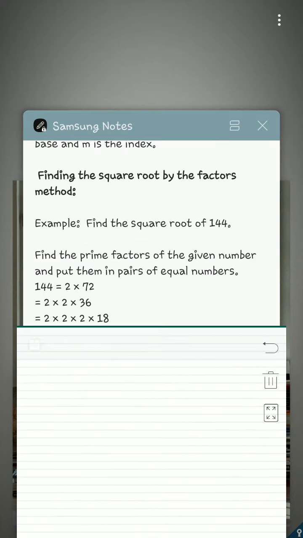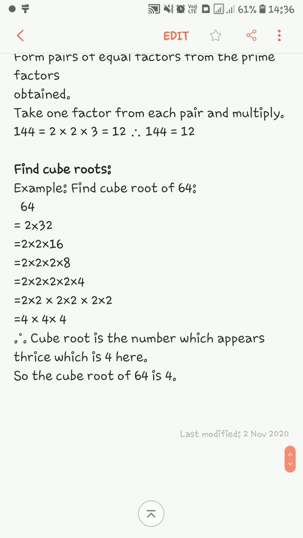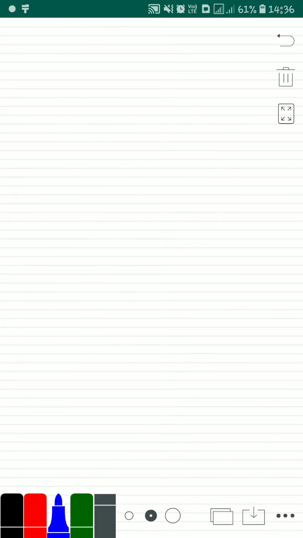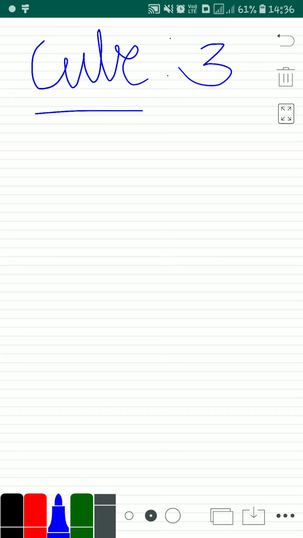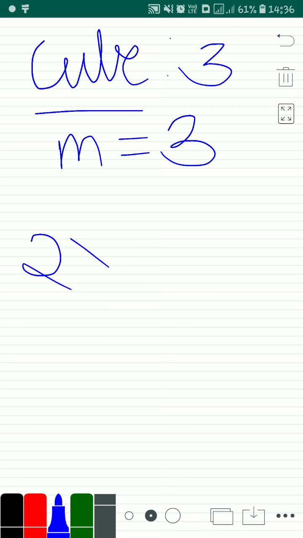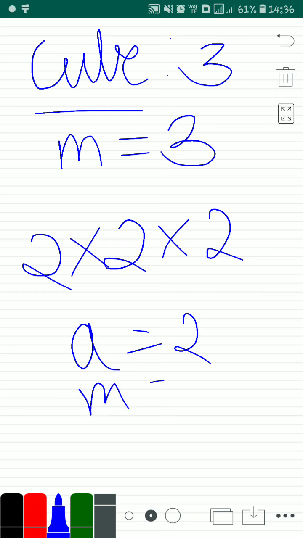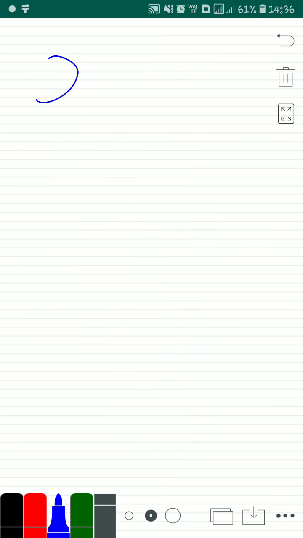So this was the way to find square roots, and now we will find cube roots. Example, find the cube root of 64. Again we have the same method to be used. The meaning of cube root has to be explained first, which means 3. Here the m is going to be 3. So if m is 3, suppose my number is 2, then I have to multiply 2 three times, which means my a is 2 and m is 3, which will give me 2 raised to 3. In this way, you have to find all the cubes till 15 at least to learn.